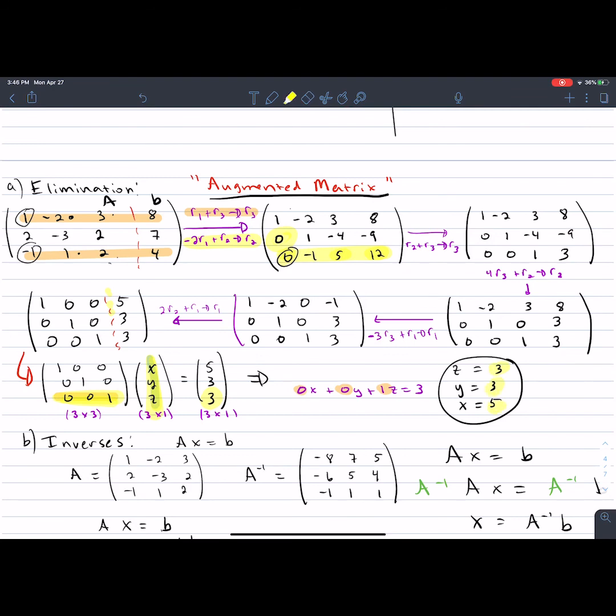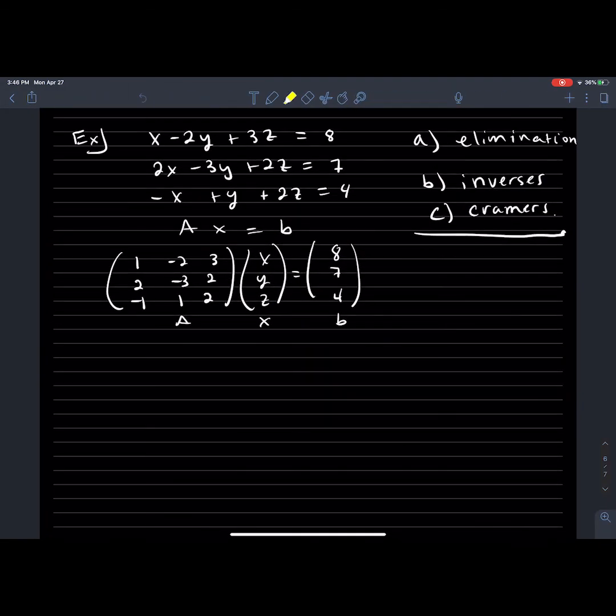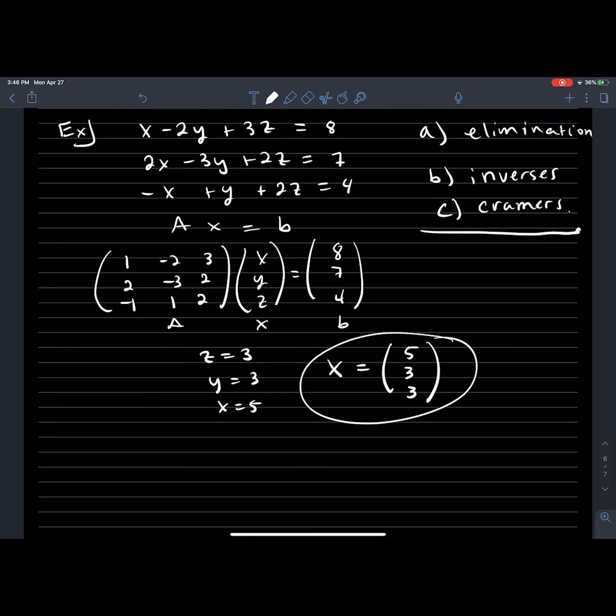Okay, so let's go back. So that's how you do it using the elimination method. Let me just write down the answers that we got, by the way, if I'm going too fast. We got Z is equal to 3. Y is equal to 3, X is equal to 5. You have to do it in order: 5, 3, 3. Okay, so that's what we got as our solution.